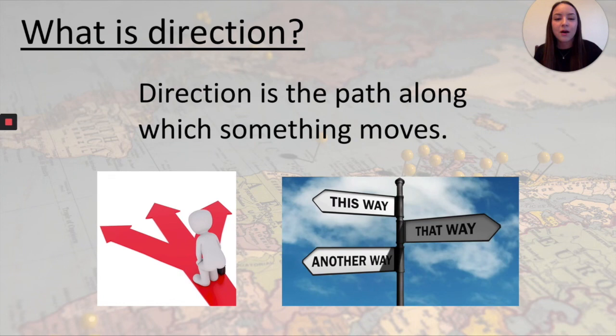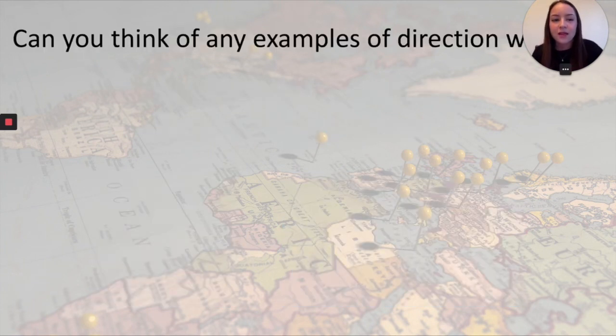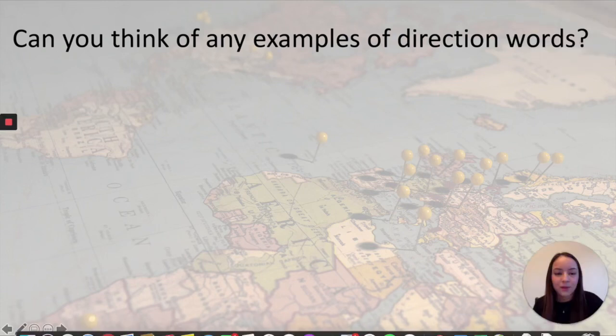Direction is the path along which something moves. So you can get more detail by thinking about different direction words. Can you think of any examples of direction words? I'll move my bubble down, there we go.